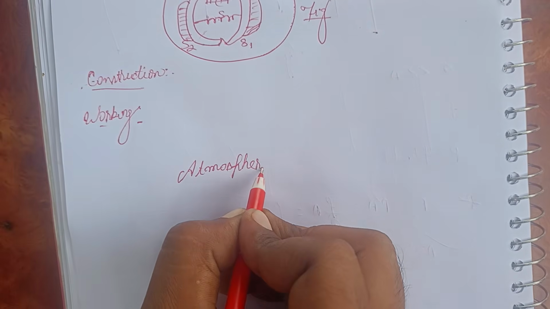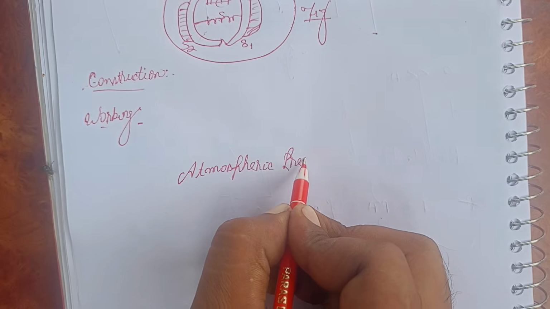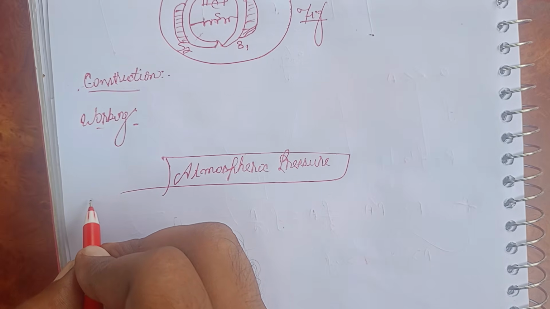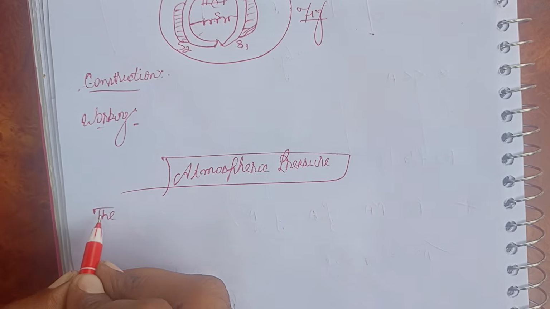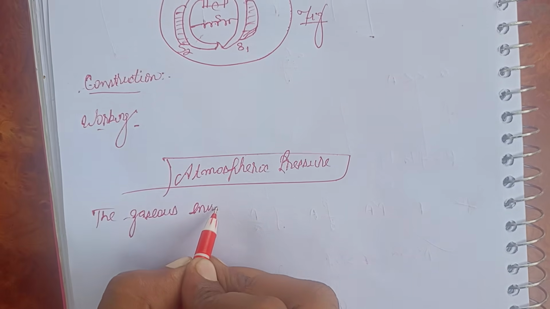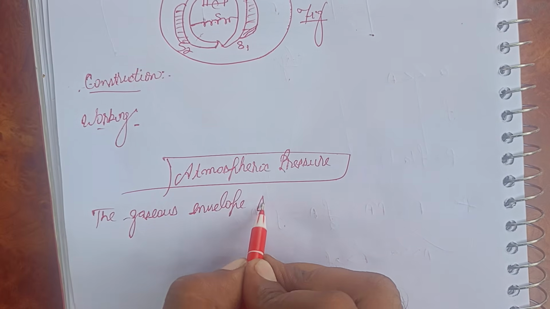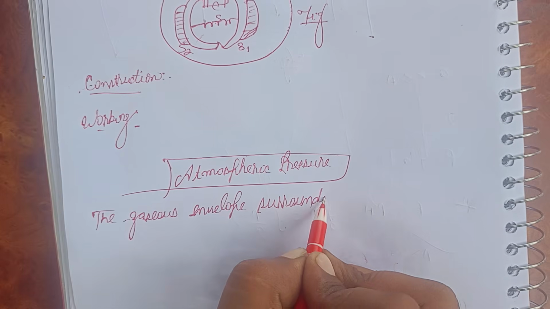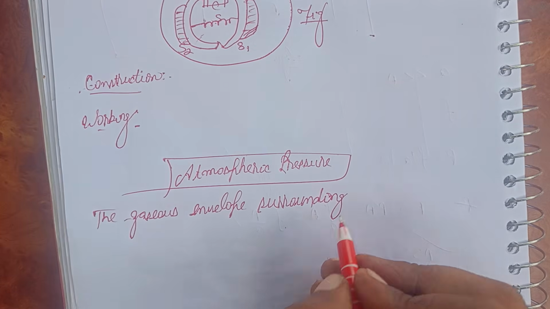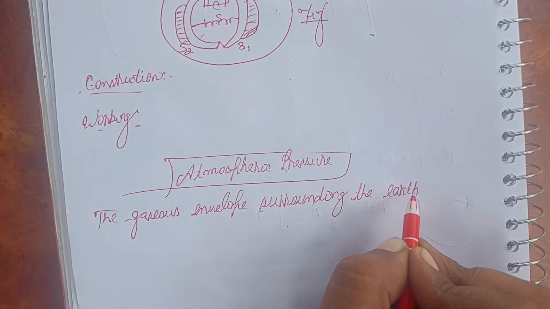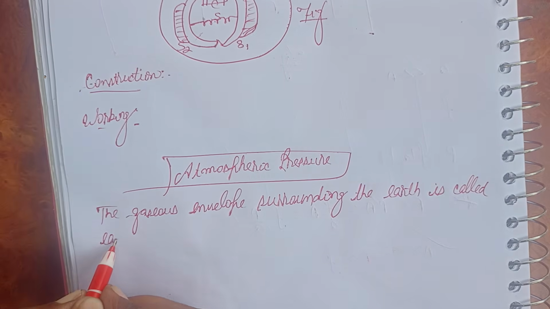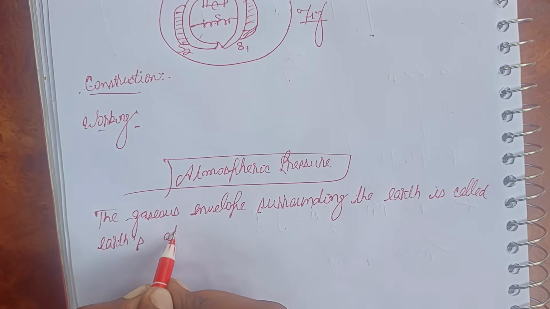Atmospheric pressure. The gaseous envelope surrounding the Earth is called Earth's atmosphere.